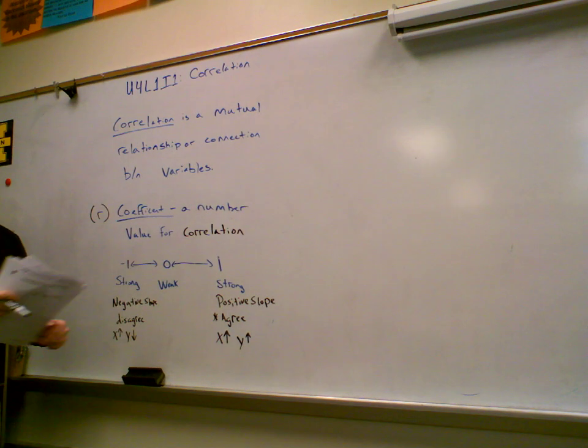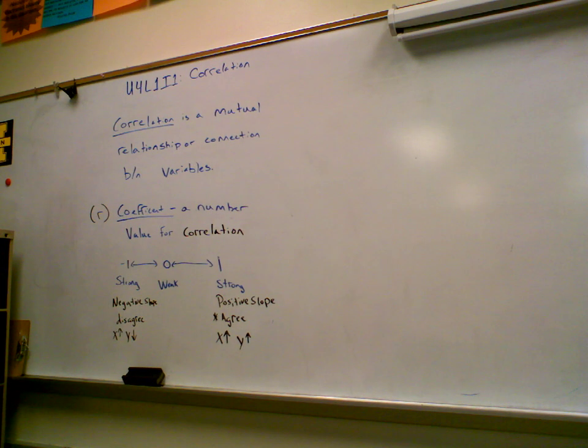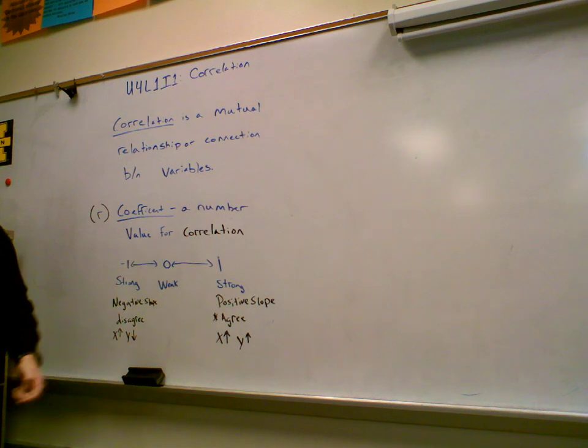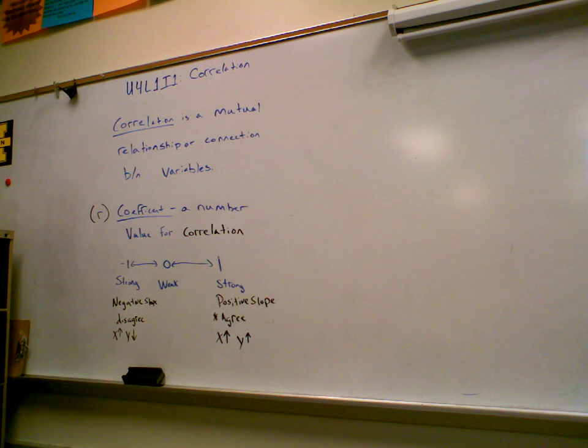So if I'm at 1 or negative 1, those points are closer to a line. As I get closer to 0, what happens to my line? What happens to my points? Do they stay in a line or do they spread out? They spread out and they scatter, right?